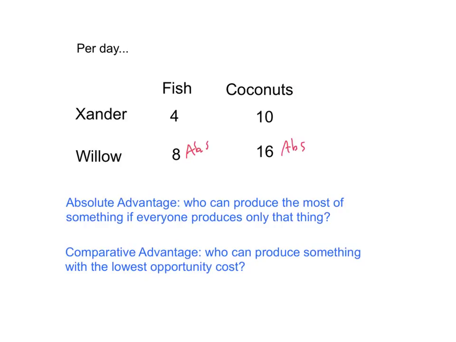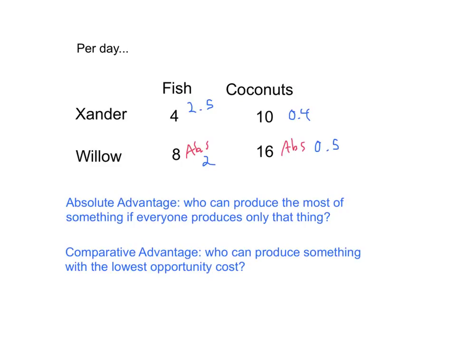But Willow, being wise, knows that it's actually comparative advantage you should really worry about and not absolute advantage. Well, using the same kind of math we came up with before, Xander's trade-offs haven't changed. His opportunity cost per coconut is 0.4 fish, and his opportunity cost per fish is 2.5 coconuts. For Willow, her opportunity cost per fish is now 2 coconuts, and her opportunity cost per coconut is now 0.5 fish, using the same kind of math that we used before.